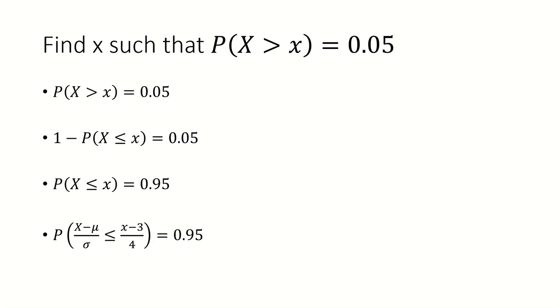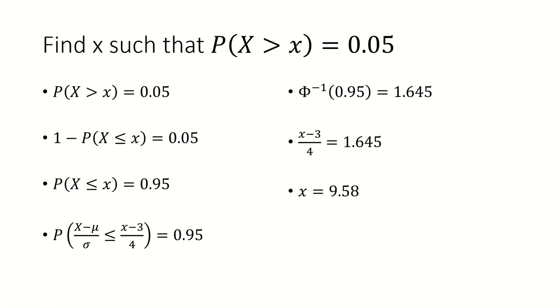So we first have to find the z-score. So our z here is (x minus 3) over 4. And we want this to equal the inverse norm of 0.95, which is 1.645. So if we take the probability z is less than or equal to 1.645, that gives us 0.95. So we set (x minus 3) over 4 equal to that, solve for x, and get 9.58.